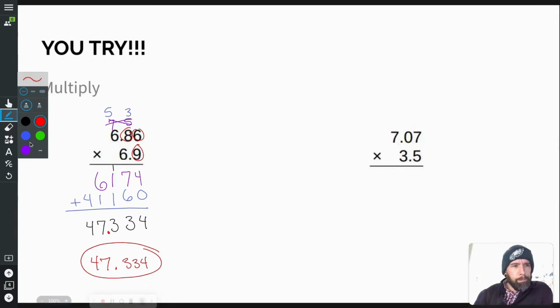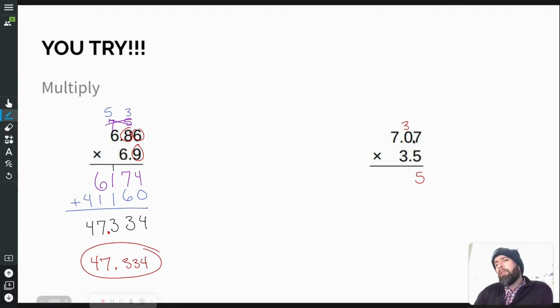All right. One more to go. 7 and 700ths times 3 and 5/10ths. 3.5. 5 times 7 is 35, so write out the 5, carry the 3 over. 5 times 0 is 0. 0 plus 3 is 3. 5 times 7 is also 35. We don't need you anymore.